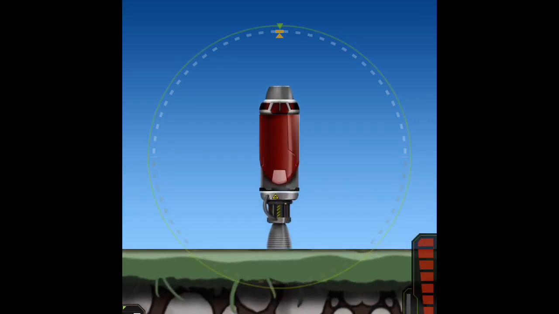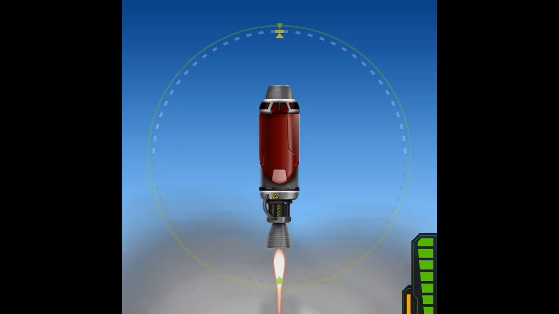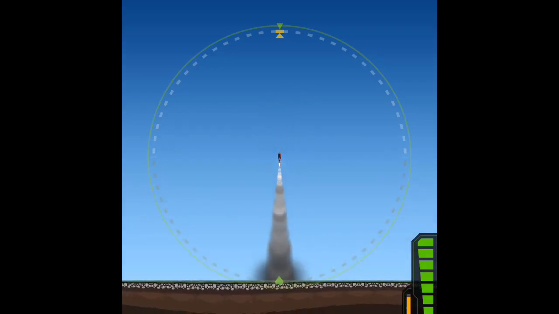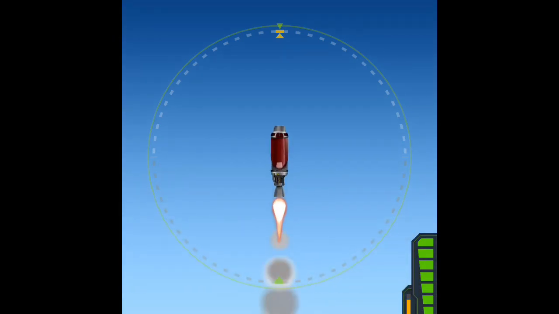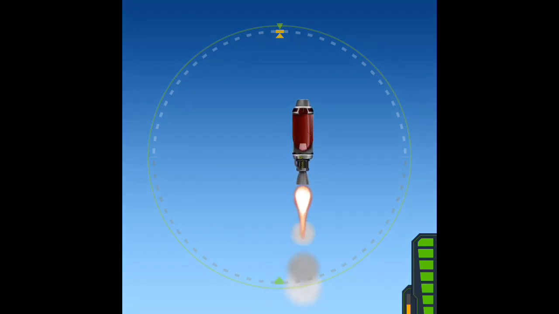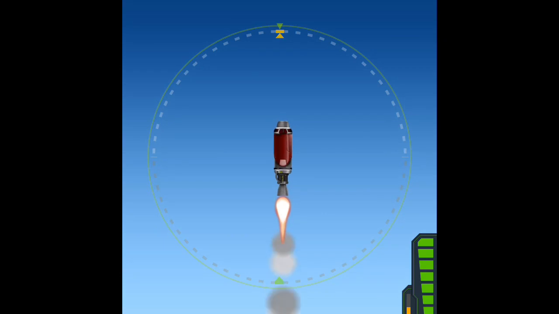So, 3, 2, 1, launch. As you can see, we are gaining altitude. As fuel is burned and aimed towards the ground, the resulting action is that the rocket is sent upward by the normal force.